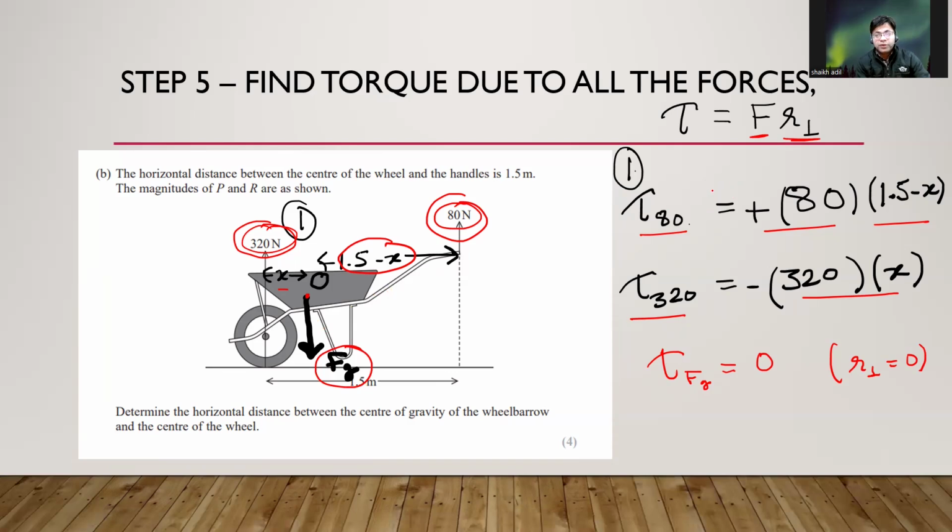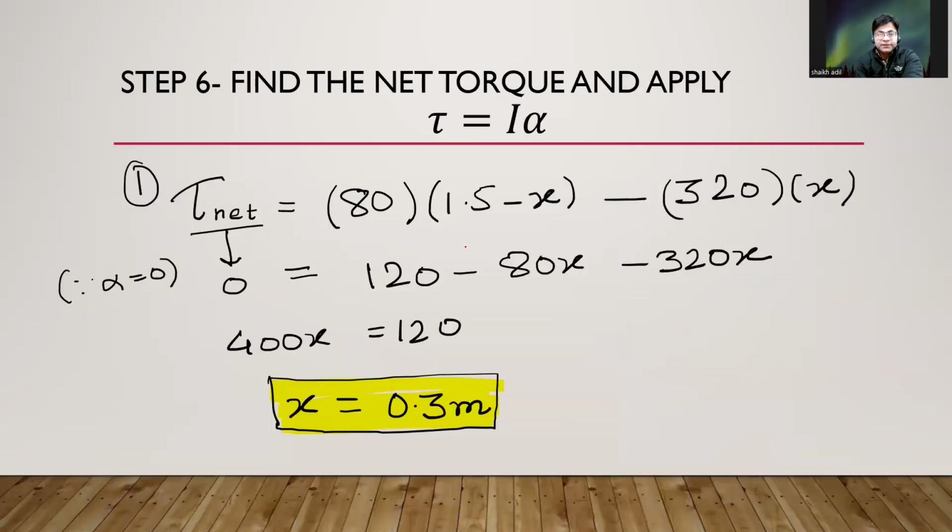There is one more thing you should remember. If the torque is anti-clockwise, it is usually taken as positive, and if the torque is trying to rotate the body in the clockwise direction, it is taken as negative. Now, in step 6, we are going to add all the torques. As we can see here, we have added both the torques.